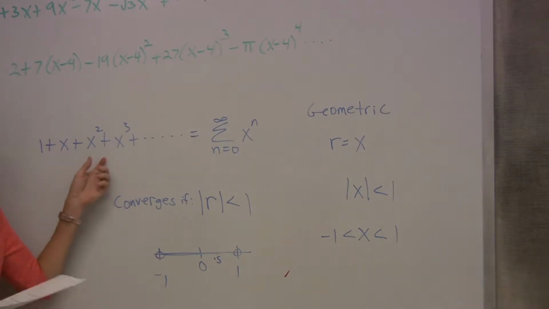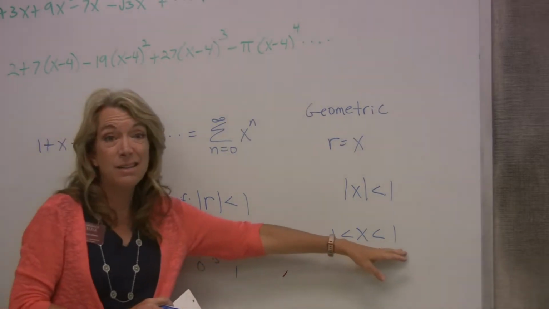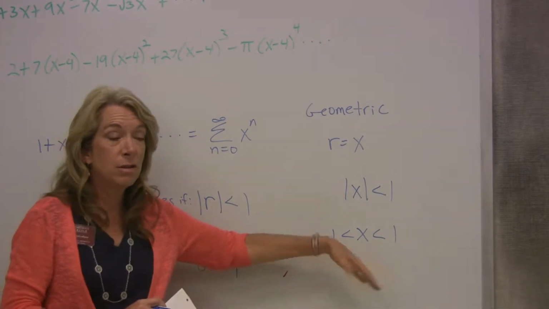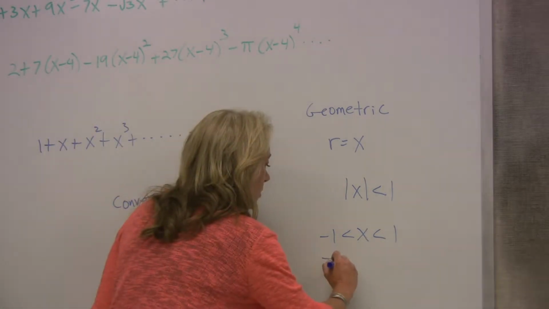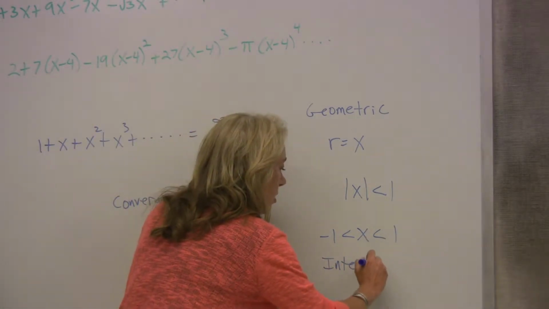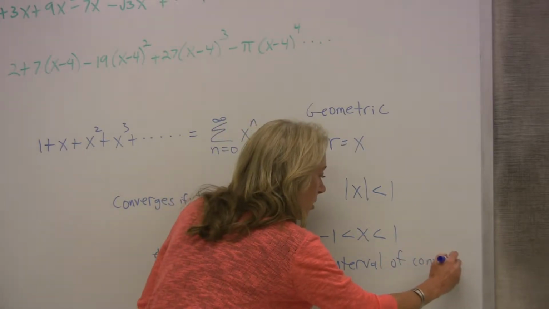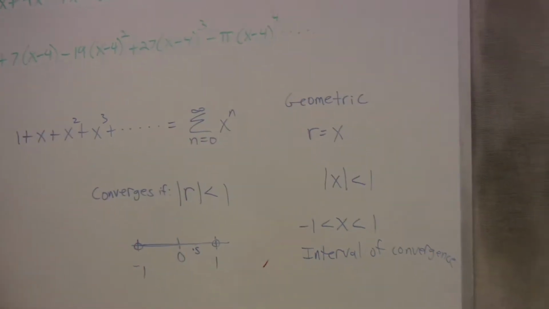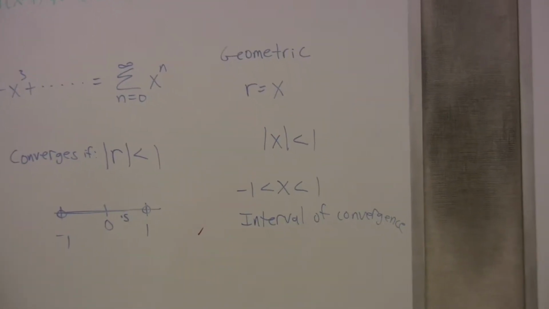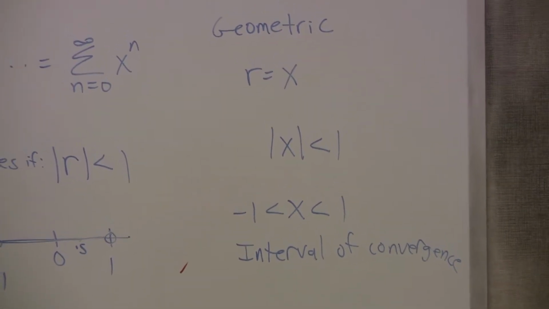It'll be a geometric series with r equals 0.5, that'll converge. If you pick x equals 8, that's outside of this interval, so it's going to diverge. So we call this the interval of convergence. There's an infinite number of x's that will work. Any x in there will make this particular series converge. Any x outside of there, it will diverge.